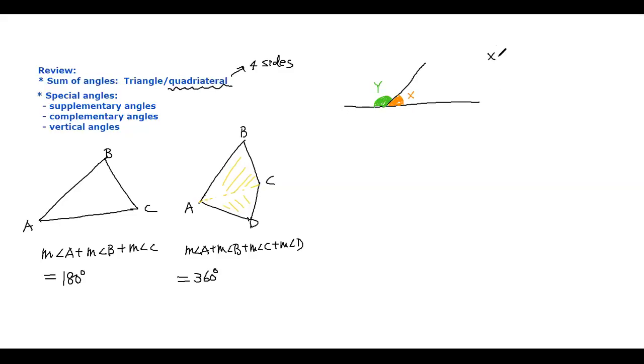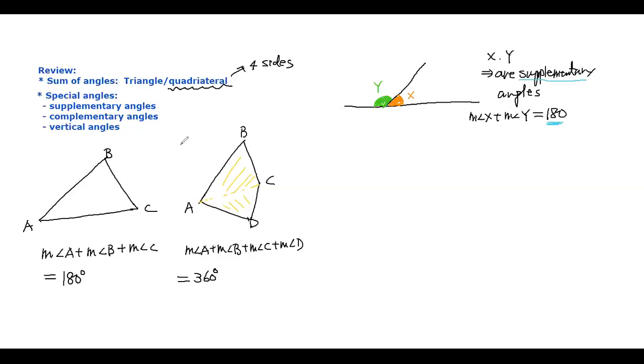So we call X and Y supplementary angles. And what is the good property about supplementary angles? Because they are on a line, and I know a line is 180 degrees, that means angle X plus angle Y has to equal 180 degrees. So don't forget, this is how we define supplementary: you add up to 180 degrees.